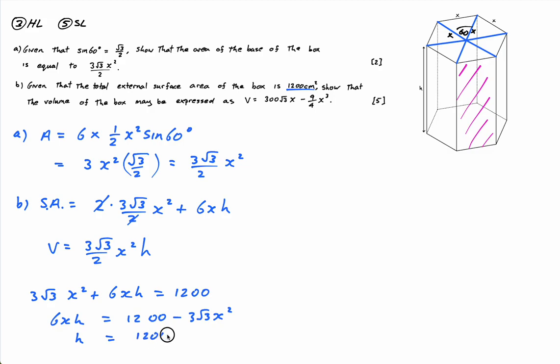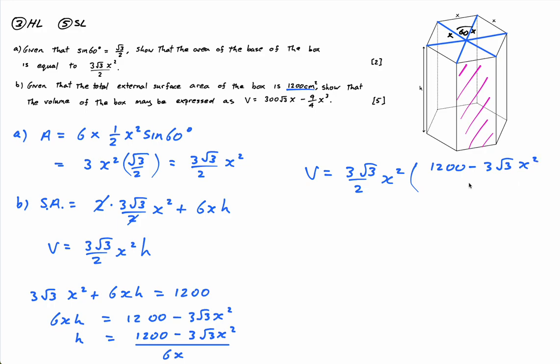h is equal to 1200 minus 3 root 3 x squared over 6x. Okay, so that's h. You could simplify it here if you wanted, but I'm just going to leave it like that, and then I'm going to sub all of this into here. So the volume, let's move over this side. The volume is now equal to 3 root 3 over 2 x squared times h, but this is h. So it's 1200 minus 3 root 3 x squared over 6x.